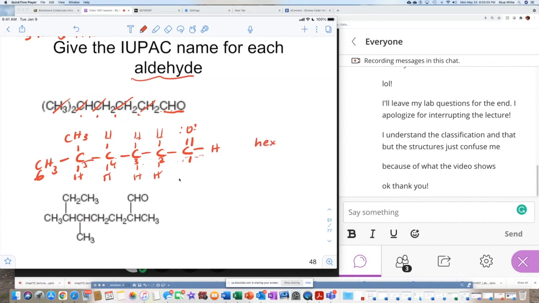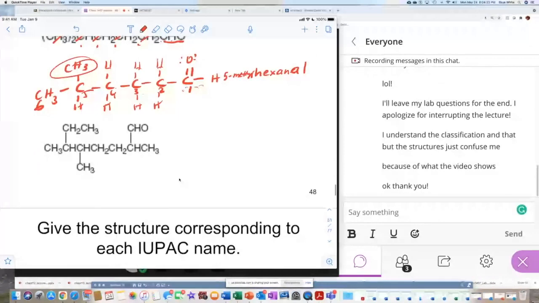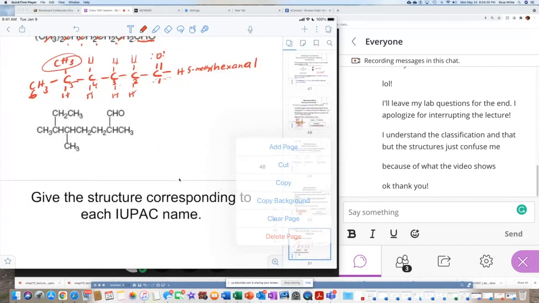So hexane, hexanal, right? I don't have to write where it is because it can only be in one position, the edge. The first carbon is your aldehyde carbon. But I do have a side group, a side chain, that's methyl. So it's 5-methylhexanal, right? Okay, this next one, let's see. Oh, this next one is tricky. I need some more space.